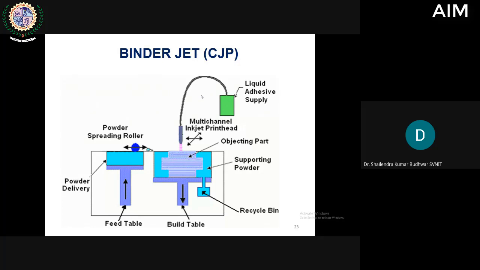Actually, some type of post-processing technique may also be required in this case, because to improve the mechanical properties or to get a good surface finish, we need to go further for post-processing techniques.